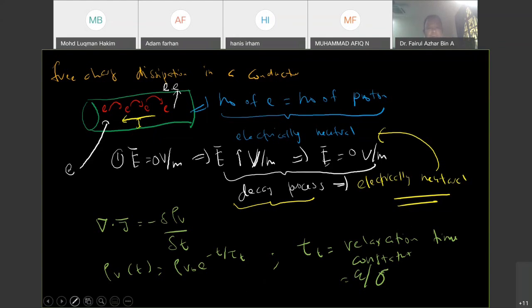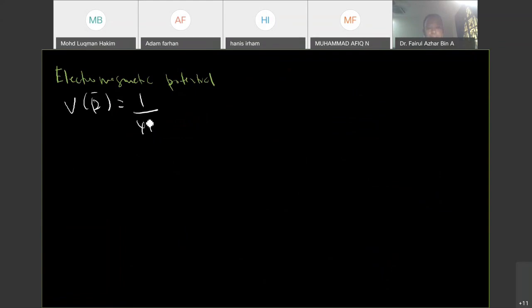And the last topic for this chapter is electromagnetic potential. In a static field, we have V(R) is equal to 1 divided by 4 pi epsilon, volume integration of rho V(R_i), where R is the vector that represents the direction and distance between our charge and our test point, divided by R prime dV.